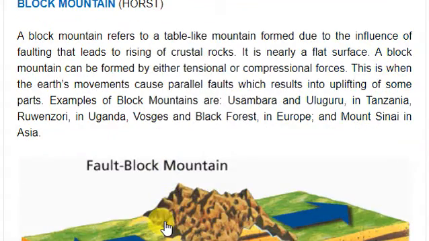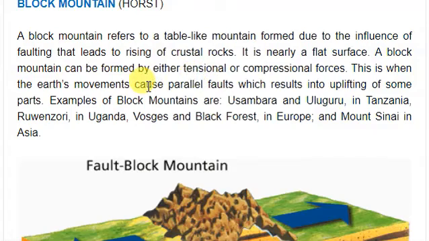Also, we have the block mountains as one among the effects or the results of the compressional forces and tensional forces or horizontal forces. A block mountain refers to a table-like mountain formed due to the influence of faulting that leads to rising of the crust rocks. It is near a flat surface. A block mountain can be formed by either tension or compression force.